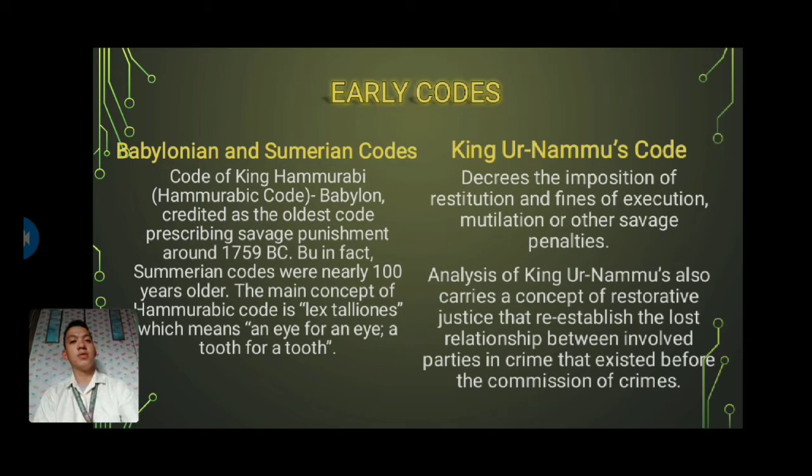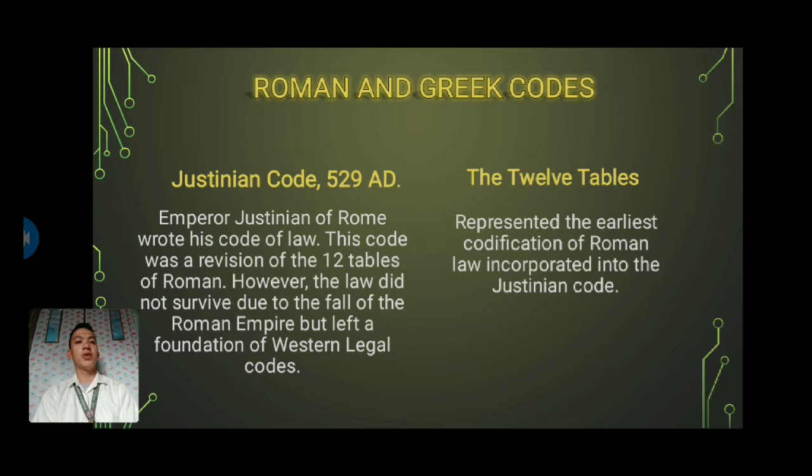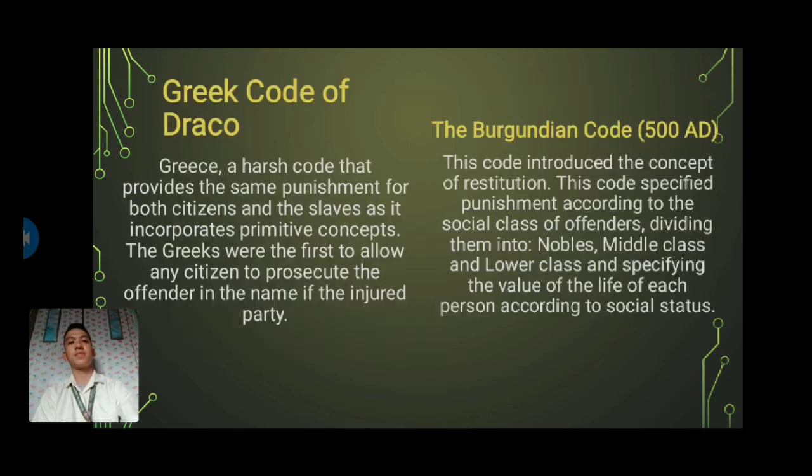So next, Roman and Greek codes. Justinian Code. Emperor Justinian of Rome wrote his Code of Law. This code was a revision of the 12 Tables of Rome. However, the law did not survive due to the fall of the Roman Empire, but it left the foundation of Western legal codes. So the 12 Tables represented the earliest codification of Roman law, incorporated into the Justinian Code.